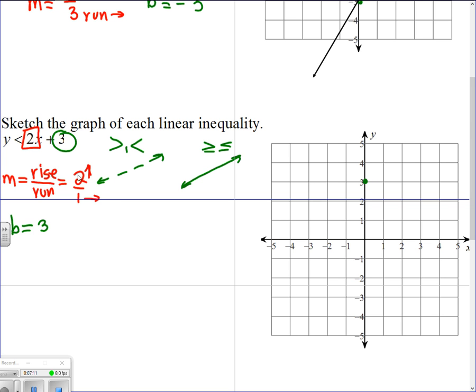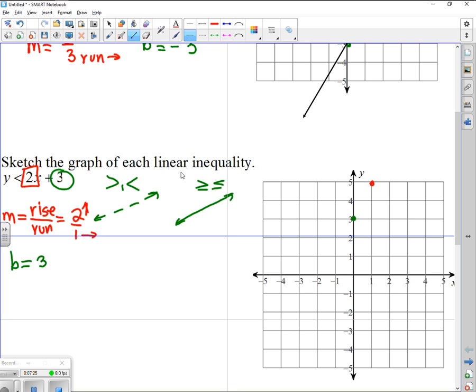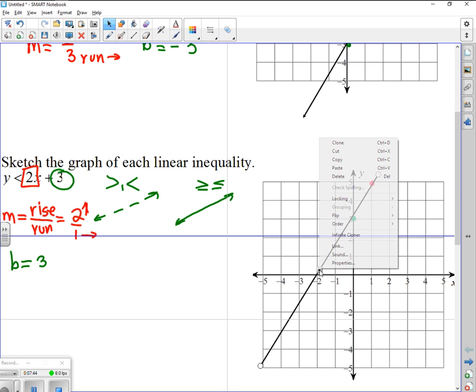Now my slope is 2 over 1. So my rise is 2, and my run is 1 to the right. Start at the y-intercept, go 2 over 1. And now I can graph the line. Now, because I have this type of inequality, it should be a broken line. So let me change that to a broken line.